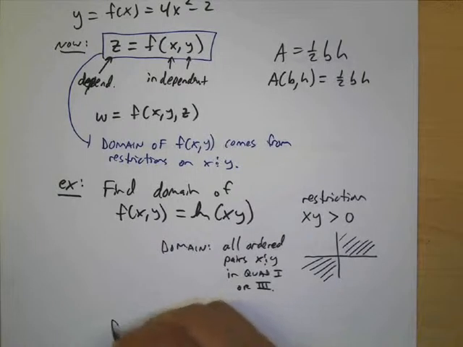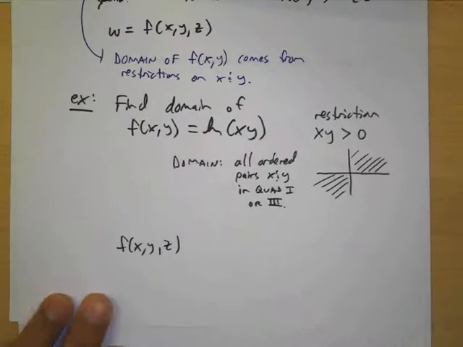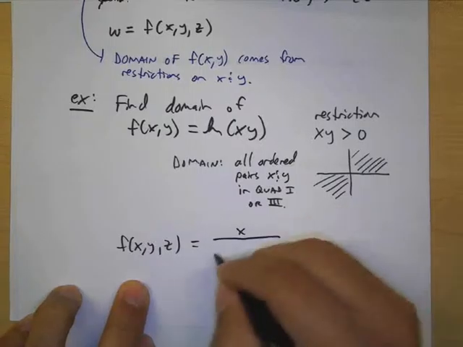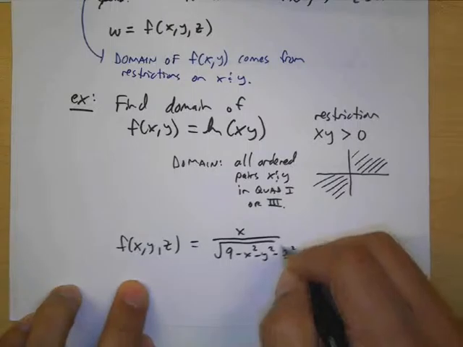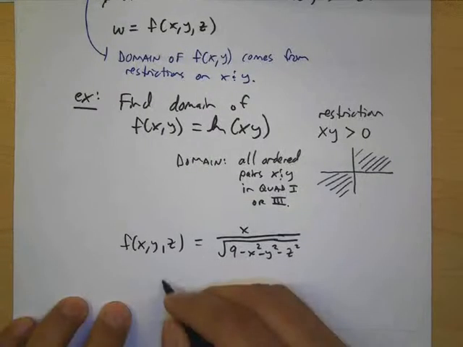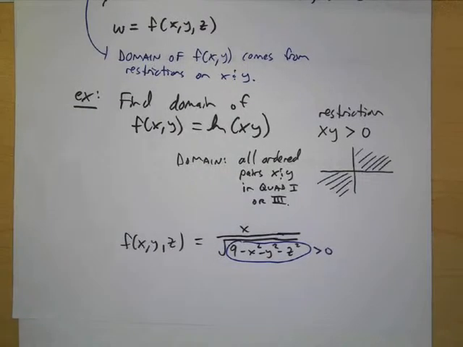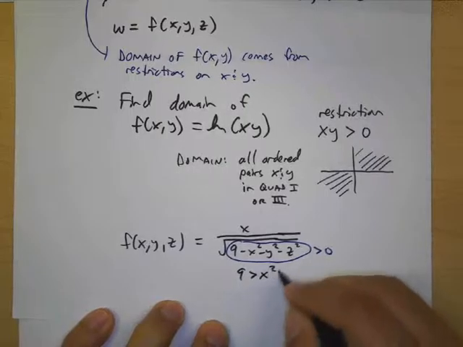Okay, what about if we have f of x, y, z, and let's say that's equal to x over the square root of 9 minus x squared minus y squared minus z squared. What can we say right away? Okay, so we don't want 0 in the denominator. So that means that we can only have positives in the square root, right? So, good. This needs to be positive. And then if we clean that up a little bit, we can say 9 is greater than x squared plus y squared plus z squared.